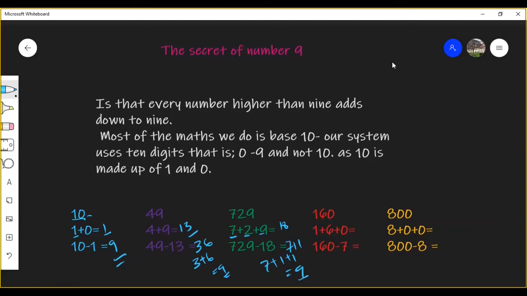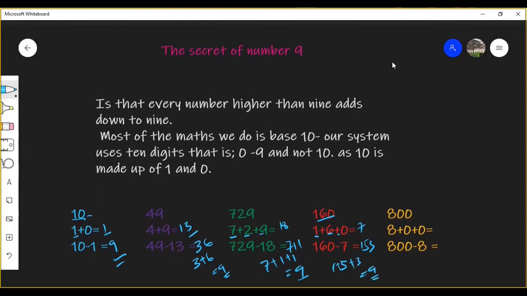It's really crazy. Now, let's go to another one, 160. If you take 160, it's made of 1, 6, and 0. So add them up: 1 plus 6 plus 0 gives you 7. Now, take 7 and subtract it from 160, and you get 153. Now, with 153, if you add 1 plus 5 plus 3, you'll get 9.